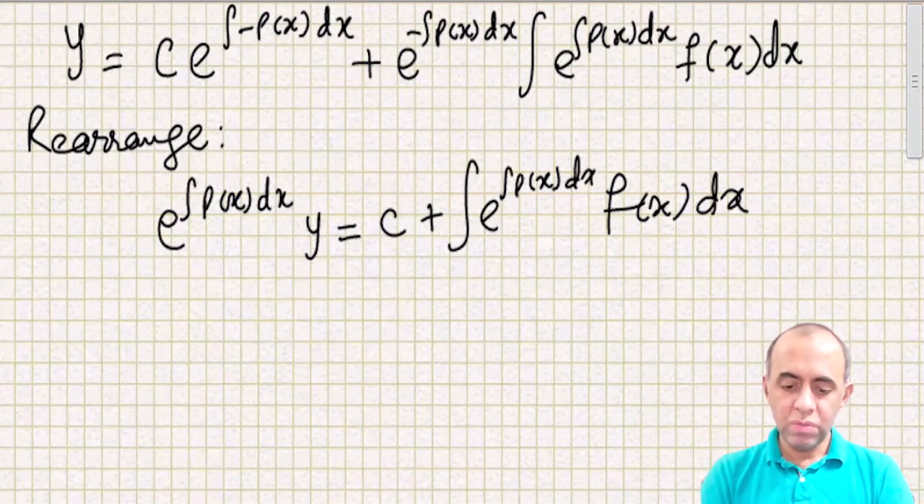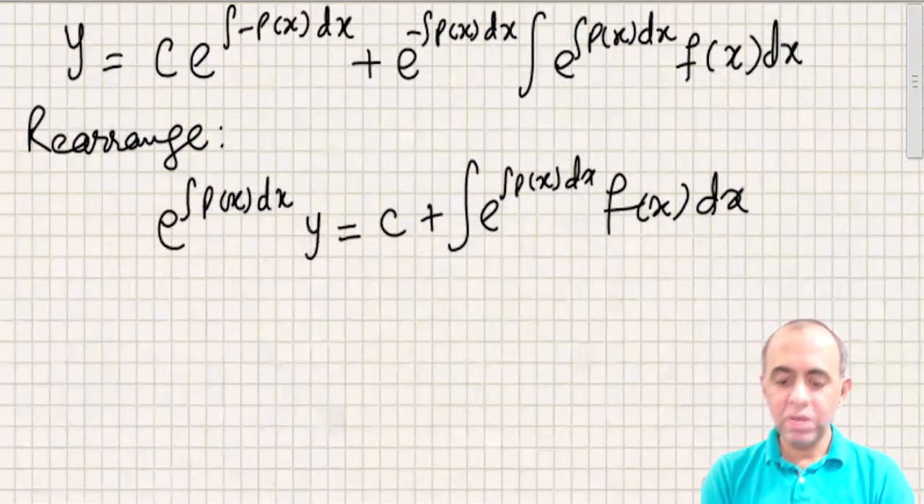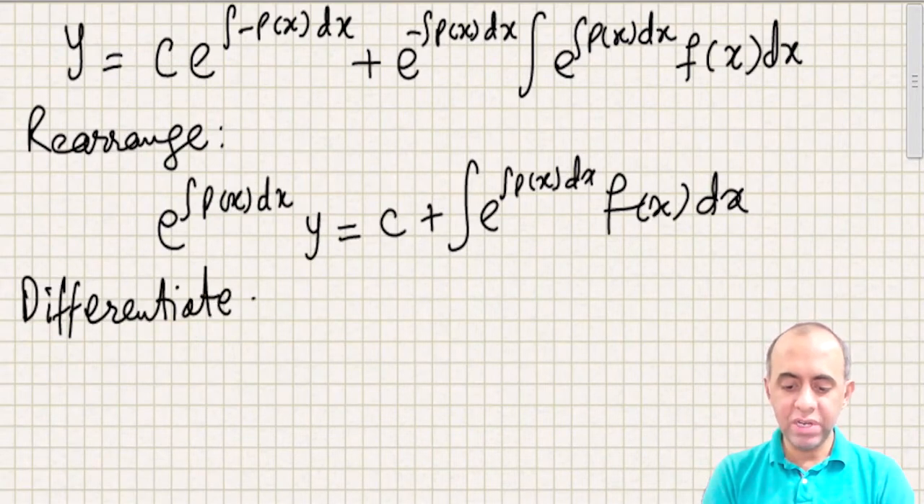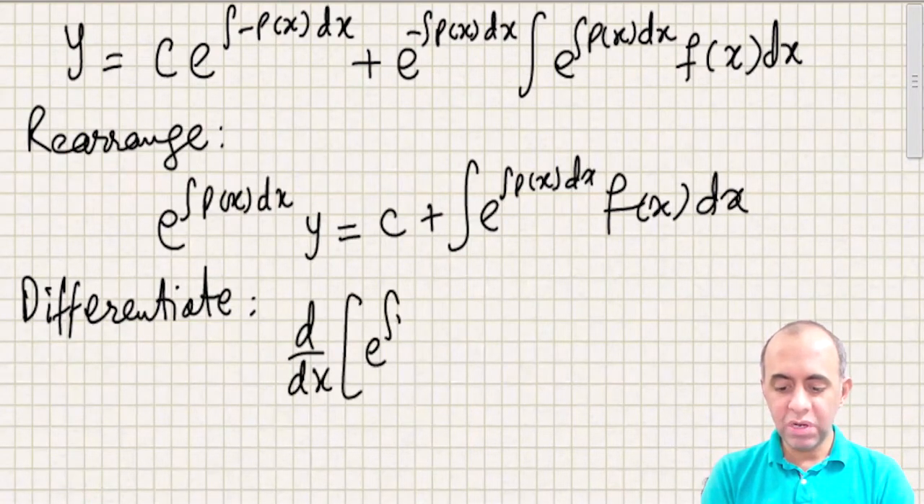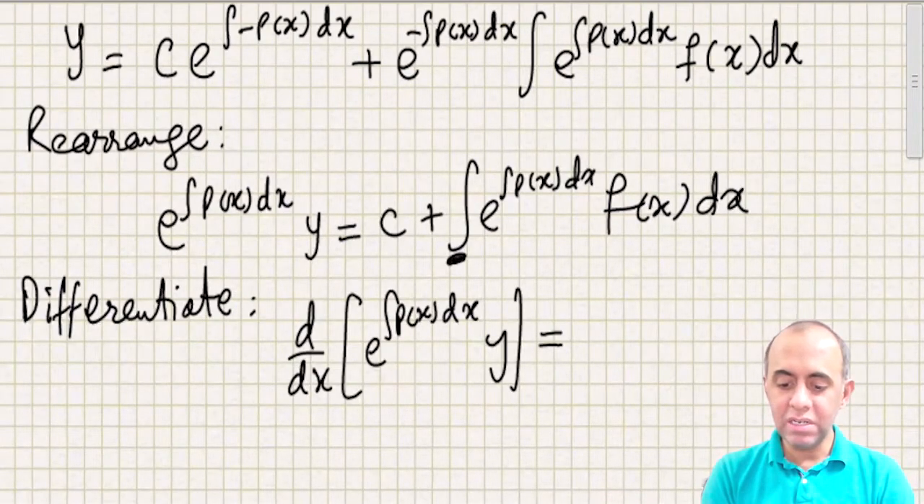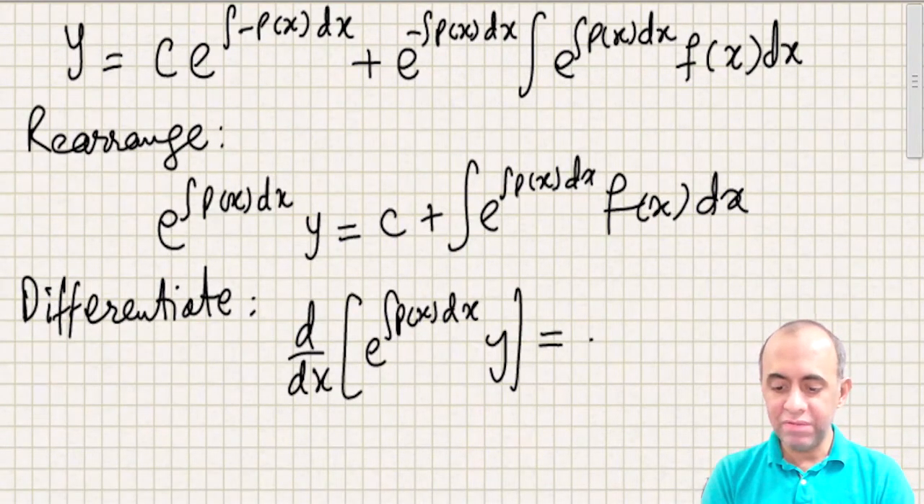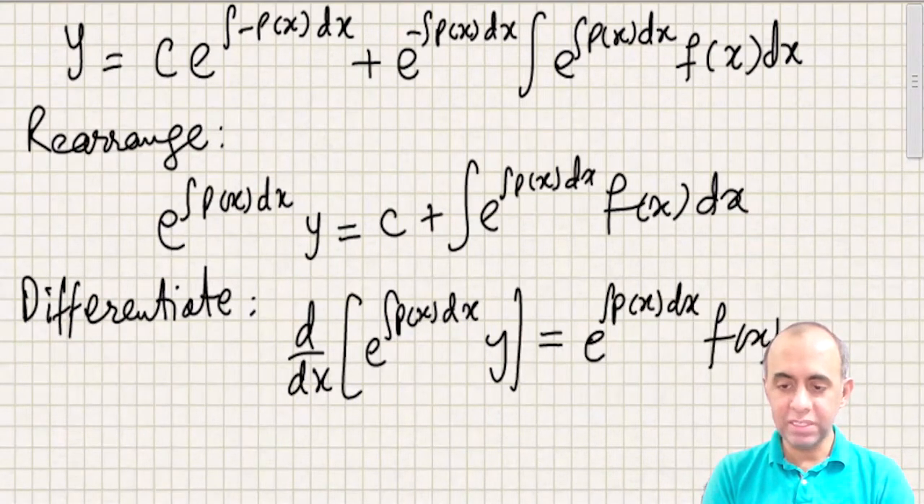Okay, so once we have obtained this value, we differentiate this whole equation. Why we are doing that will become evident in a moment. On the left hand side, I take the derivative d by dx of e to the power integral p of x dx times y, and on the right hand side the derivative of c is 0, and this integral is going to be cancelled by the derivative, and we are going to be left with e to the power integral p of x dx into f of x, right?